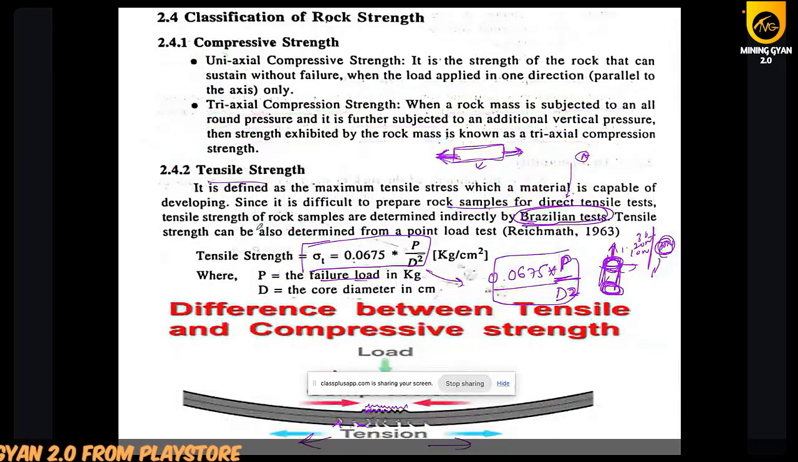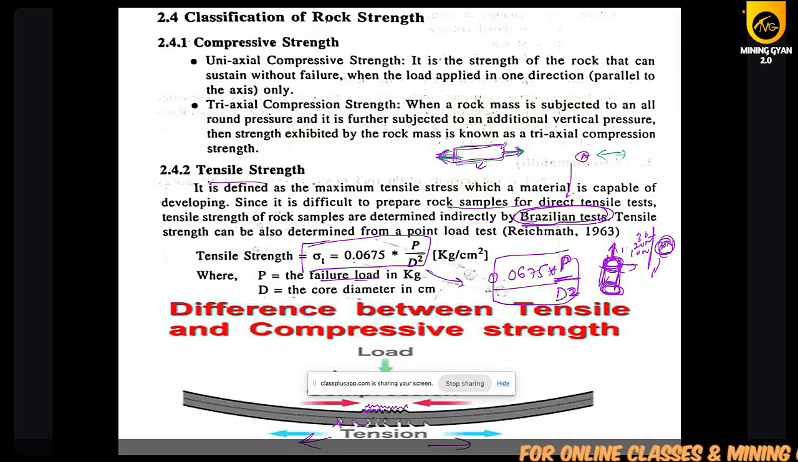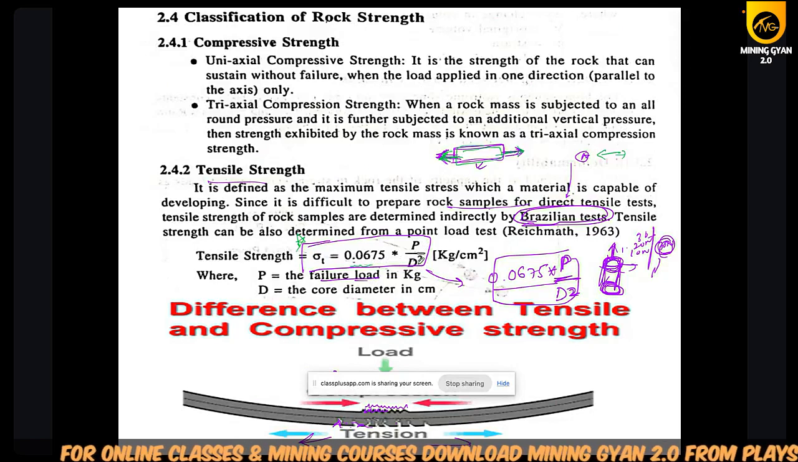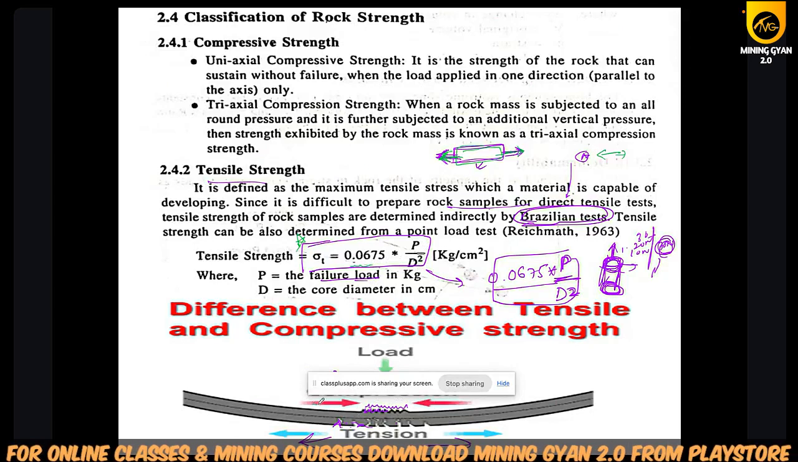Then we have also seen tensile strength. What is tensile strength? If our force is in an outward direction, or if we are stretching, like when we pull a rubber, and the force is in the outside direction, then it is known as tensile strength. I told you to remember this formula: 0.0675 P by D square. Okay, so this is the diagram. This is the compressive and this is the tensile, where the force is in an outward direction.